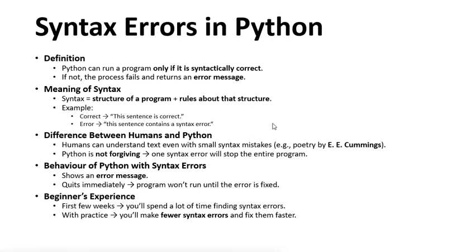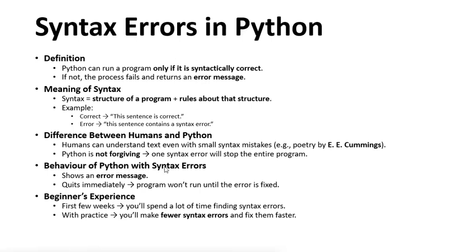If I tell you anything wrong while conveying something, you will understand easily, because humans can understand even if there is a small mistake. But Python is not forgiving. One syntax error will stop the entire program. If I give even one syntax error, it will stop there and give a syntax error.